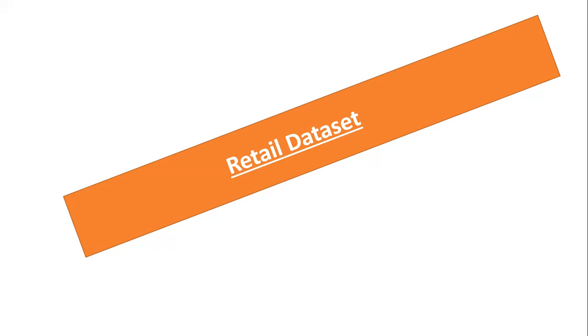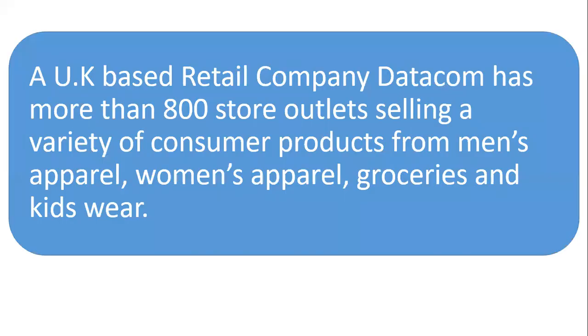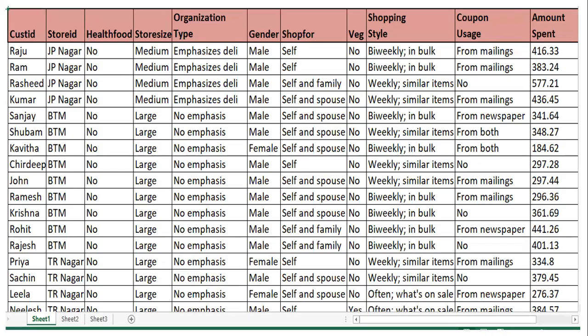Let me just show you a classic example of what a retail data set might look like. This is just a hypothetical data set that I'm showing you. A UK-based retail company, Datacom, has more than 800 store outlets selling a variety of consumer products from men's apparel, women's apparel, groceries, and kids wear. This is a brief background about the data set. Now, this is how a typical retail data set would look.